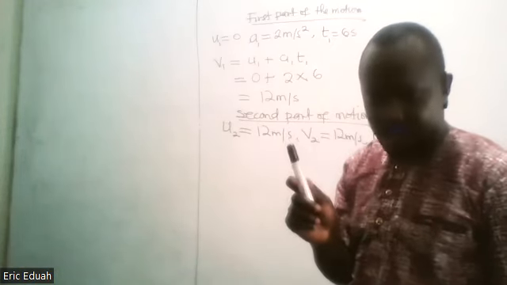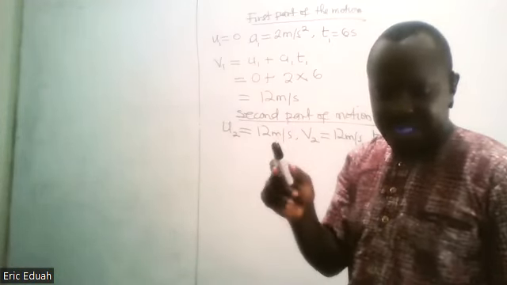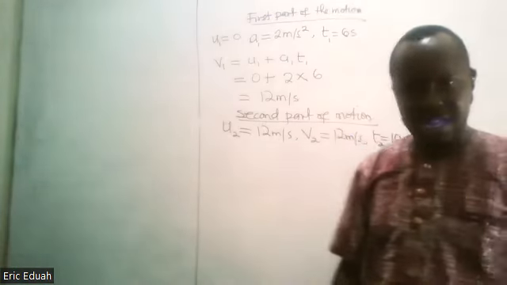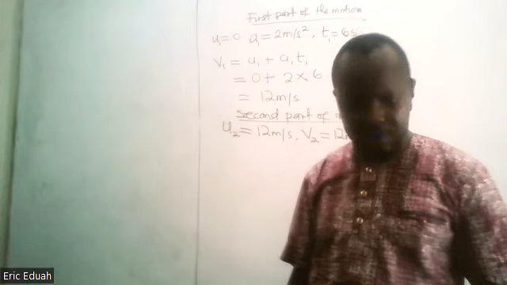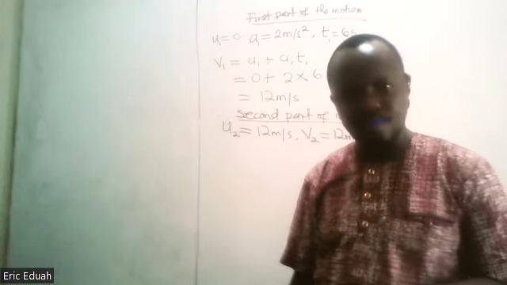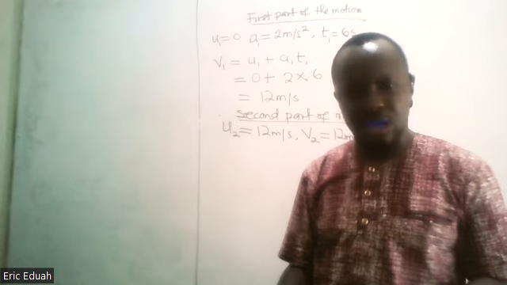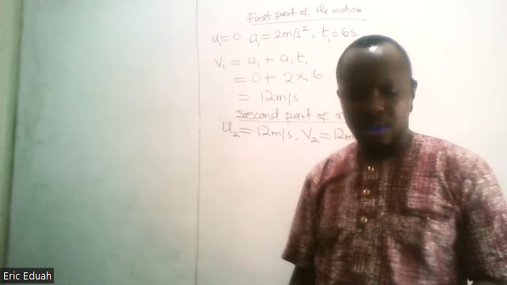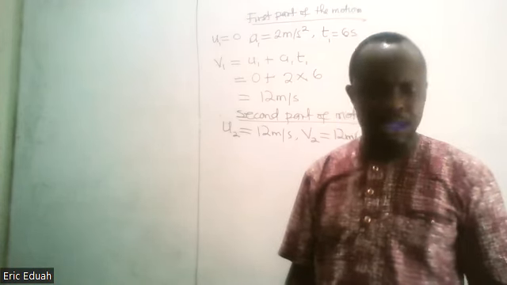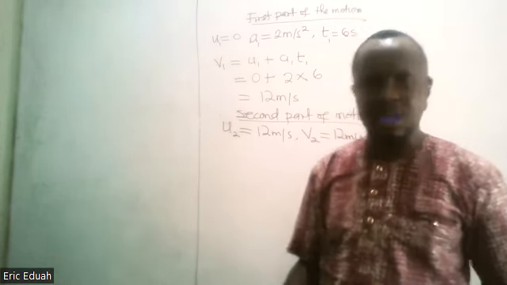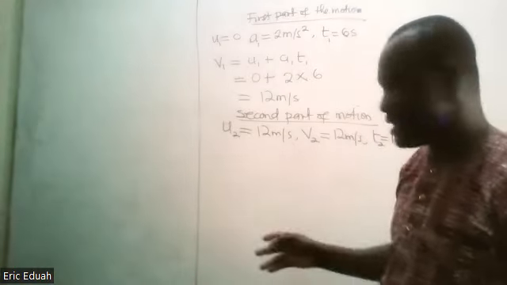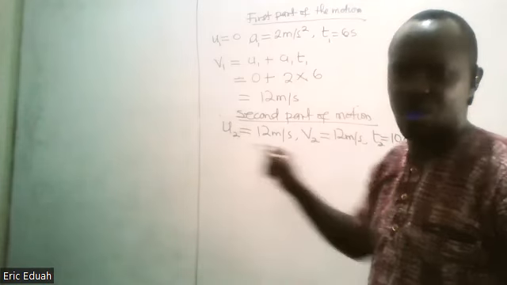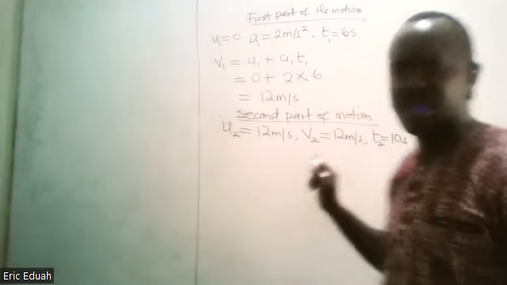Then listen to the second part. It maintains this velocity for 10 seconds. Please, what does it mean? It maintains this velocity for 10 seconds. The body moves with a constant velocity for 10 seconds. So in the second part of the motion, the initial velocity is equal to the final velocity because the velocity is maintained, isn't it?